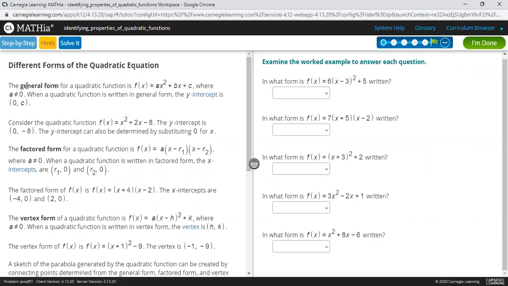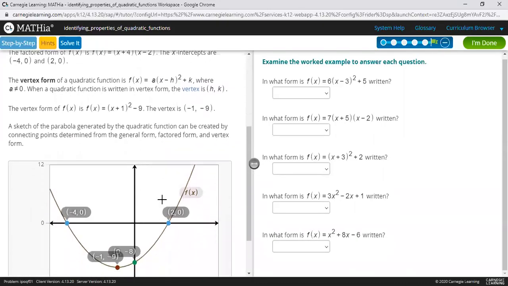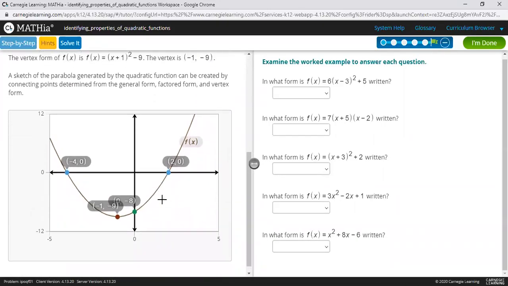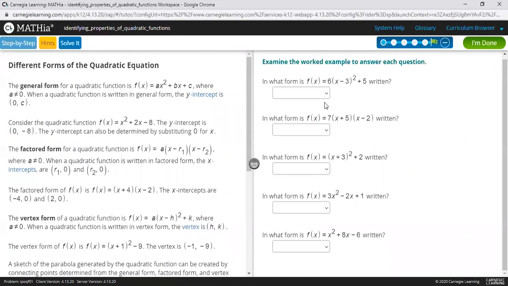So remember that general form we also called standard form. It looks like this, our ax squared plus bx plus c. The factored form looks like this here. And then our vertex form looks like this here. And you can read over here on the left-hand side and see the information they give you about all three forms.